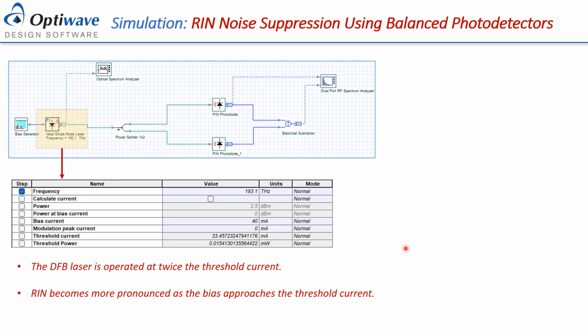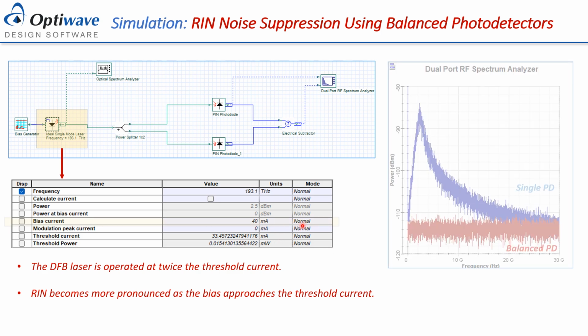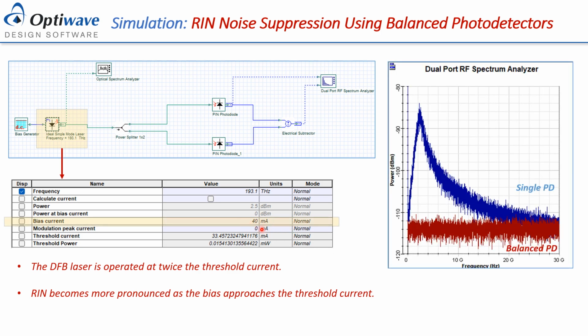With some slight variations on the previous simulation, we can, for example, allow the bias current to be much closer to the threshold current, and this results in the peak of this RIN coming closer to the vicinity of the DC and exhibiting a higher amount of RIN noise. And this is certainly expected when you're biasing a DFB laser under this configuration.